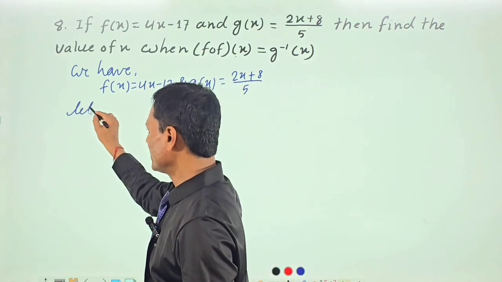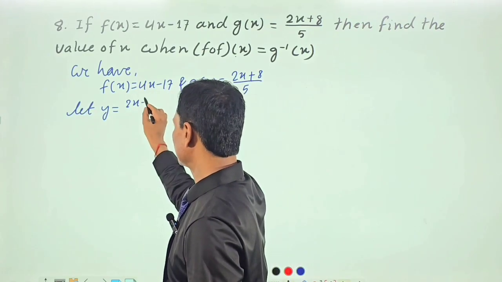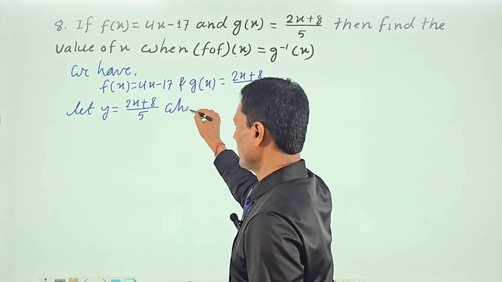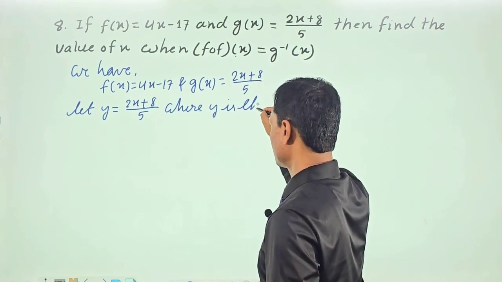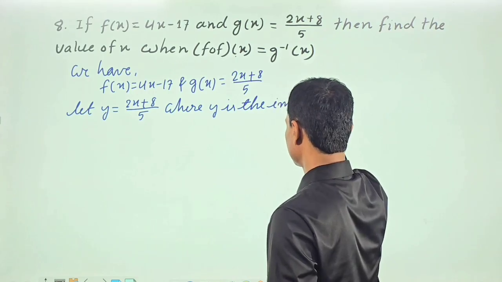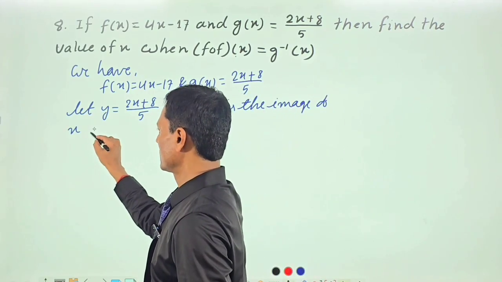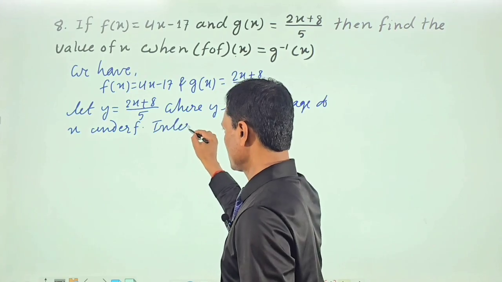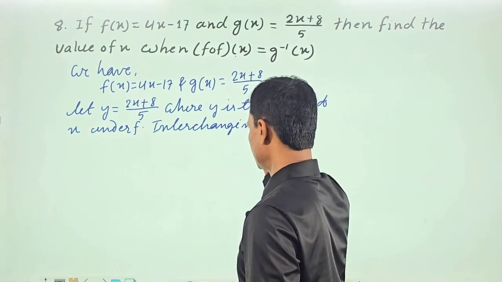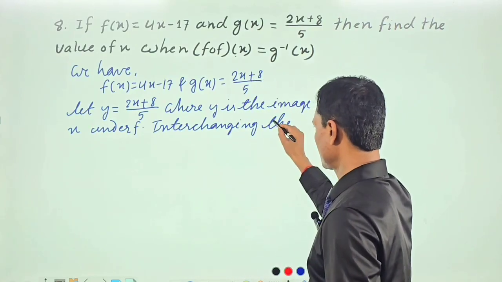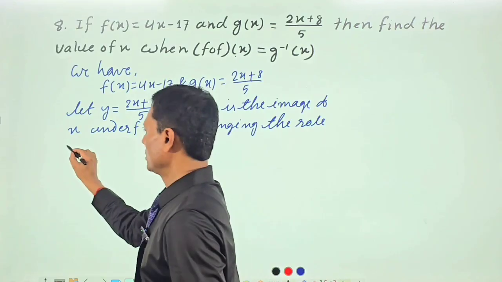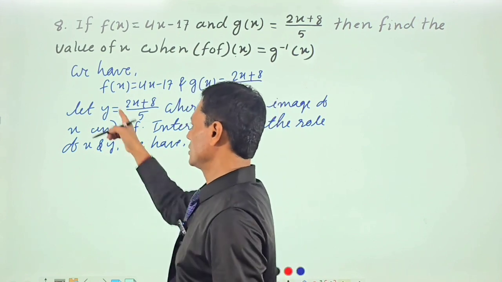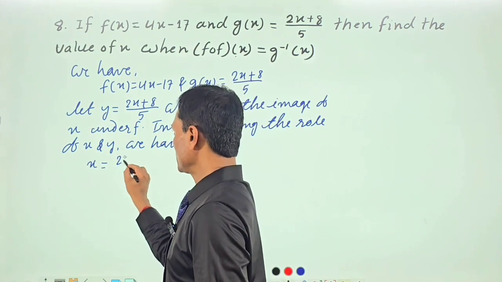So then we can write here let y equals (2x plus 8) over 5. Again we have to write the same sentence where y is the image of x under f, right? After that, interchanging the role of x and y, we have, let's do interchange. So y becomes x and x becomes y.